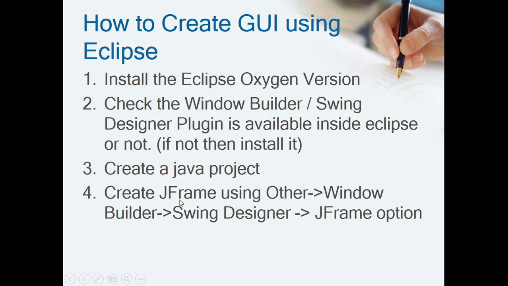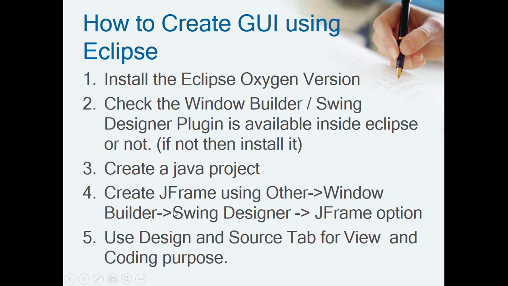In the Other option, go to the Window Builder option. Inside Window Builder we have a Swing Designer option, and inside Swing Designer we have options like JFrame, JApplet, etc. So we choose JFrame, and after that just click Next, give the name to the JFrame and click Finish. So the JFrame class will be created for you, and the Source and Design options will be available for you. The design and source tabs are for viewing and coding purposes.